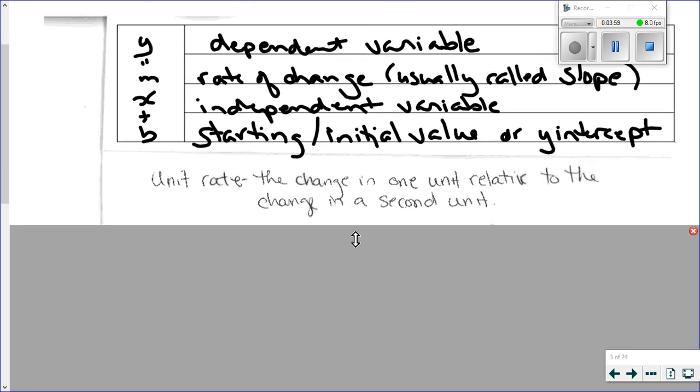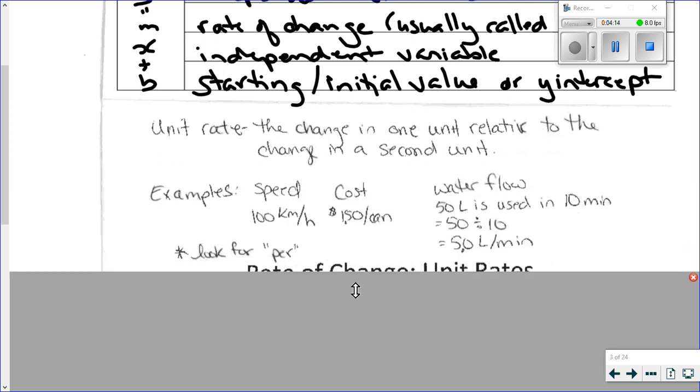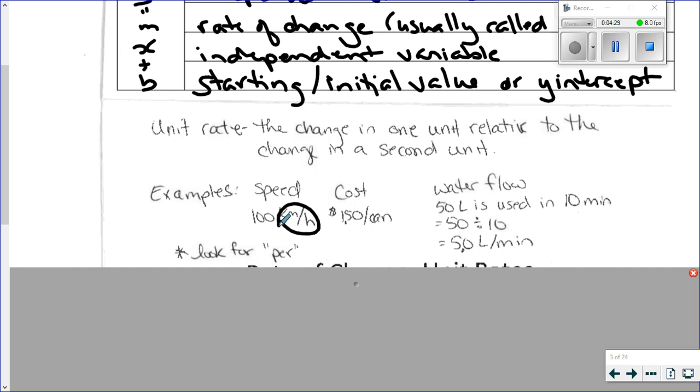Now, we have something that's called a unit rate. And what this is the change in one thing, one unit, relative to the change of a second one. And that's kind of a vague definition for something that we actually deal with all the time and we're very familiar and comfortable with. So probably the most common example that you guys have seen in everyday life is speed. Speed is a comparison of kilometers to hours. Okay? And that's one that we deal with in our everyday life all the time.